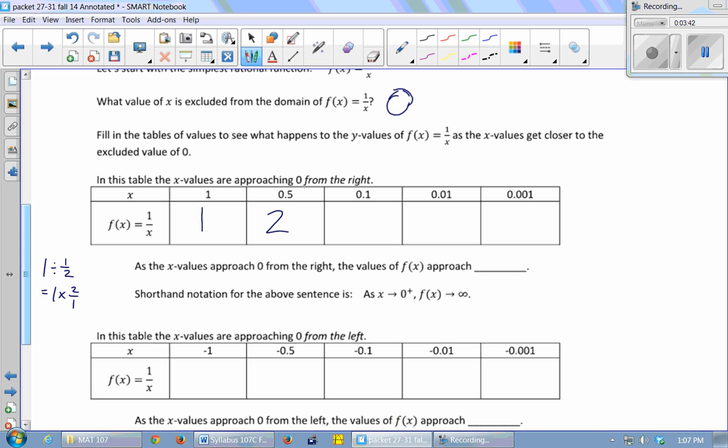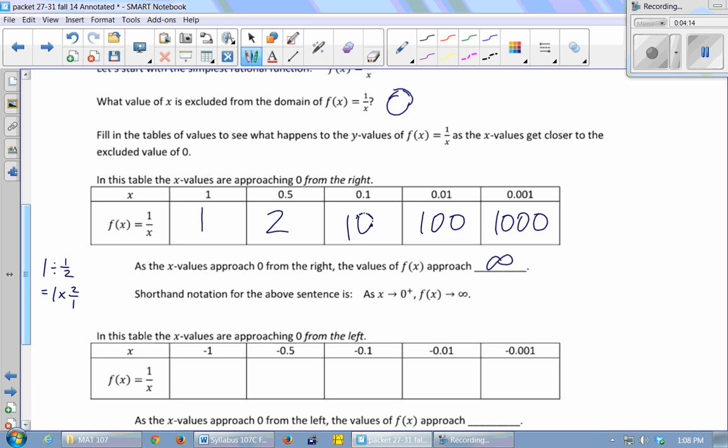All right, what's 1 divided by 0.1? 10. What's 1 divided by 0.01? 100. What's 1 divided by 0.001? 1,000. So as my x values are getting smaller, as my x values are approaching 0, what values is f of x approaching? Infinity. They're just getting bigger and bigger and bigger. They're just going to go to infinity.